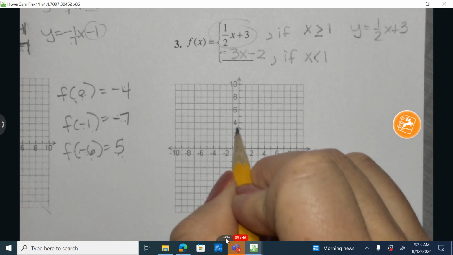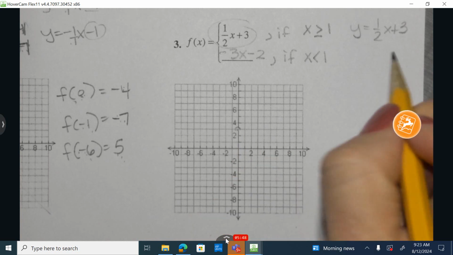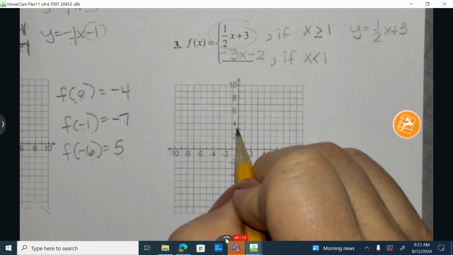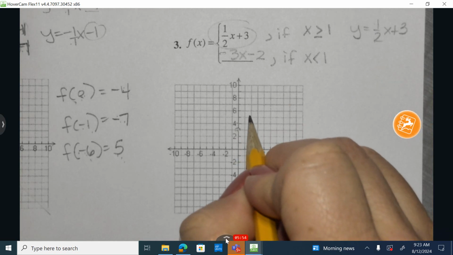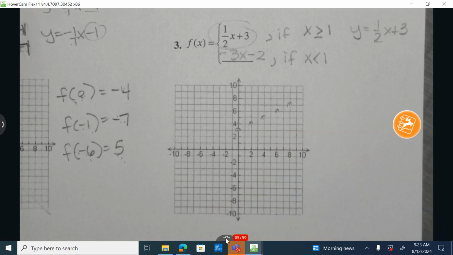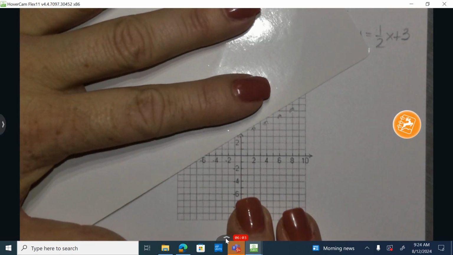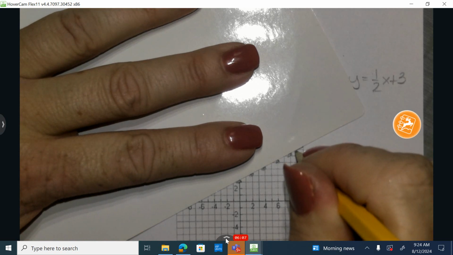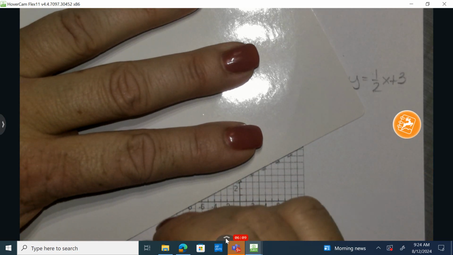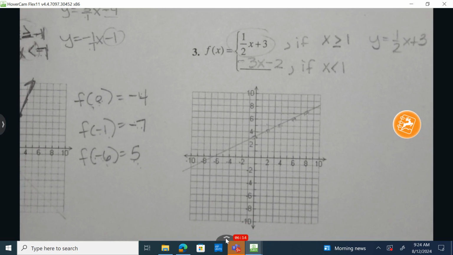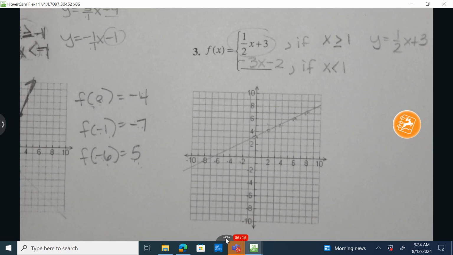1, 2, 3. And let's make a dot. The slope, rise over run, tells me from this point I'm going to go up 1, right 2. Up 1, right 2. The more dots you make, the more accurate your graph will become. Take that straight edge, and I'm going to connect these dots. And I'm nearly halfway done with this problem.